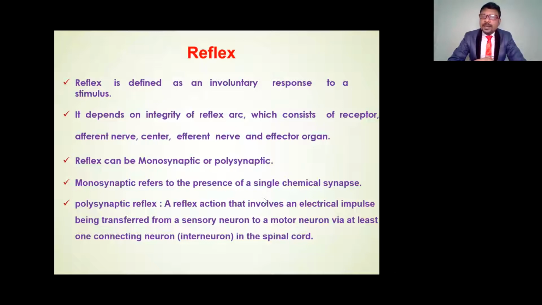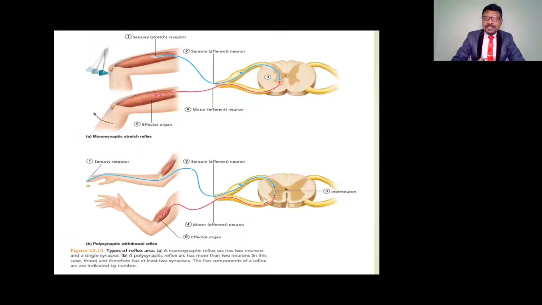These reflexes are either monosynaptic or polysynaptic. What is monosynaptic and what is polysynaptic? If you see this image, you can clearly understand. Just now I explained the reflex pathway, also called the reflex arc. In a monosynaptic reflex, for example, if you tap over the patellar tendon, the response is transmitted through the afferent neuron, that is the sensory neuron.